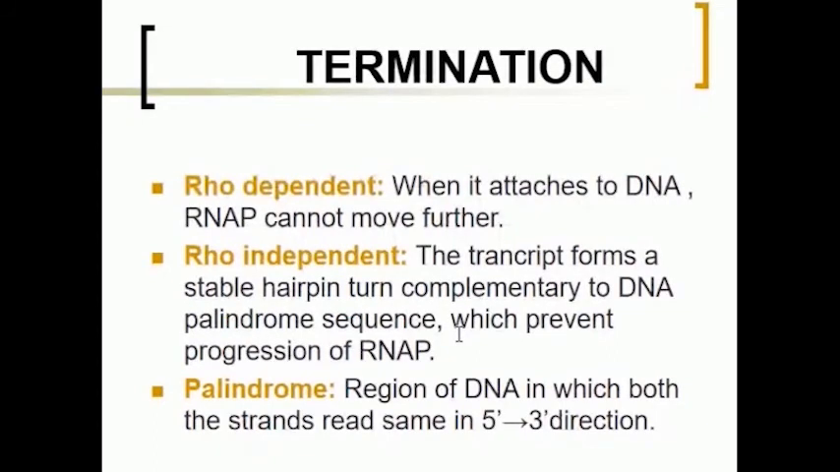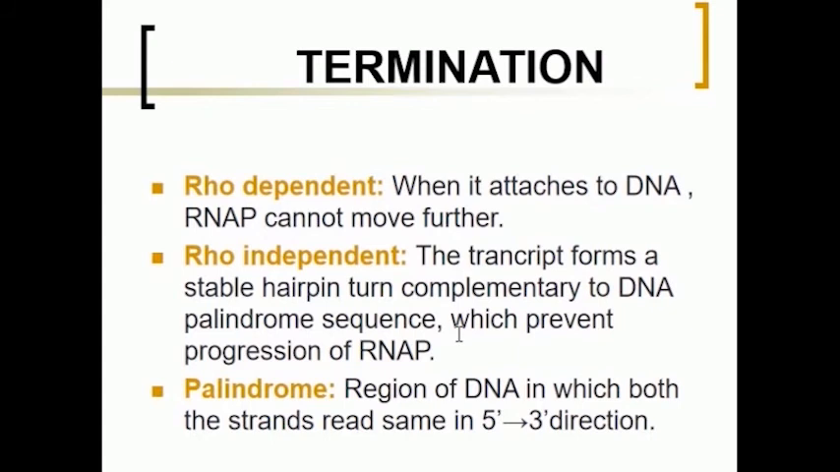If they are forming a hairpin-like bend, the RNA polymerase will get stuck in between the two hairpin bends, right? So what will happen? RNA polymerase cannot move further. So there occurs termination of transcription. So these are two mechanisms of termination. One is rho dependent, another one is rho independent termination.